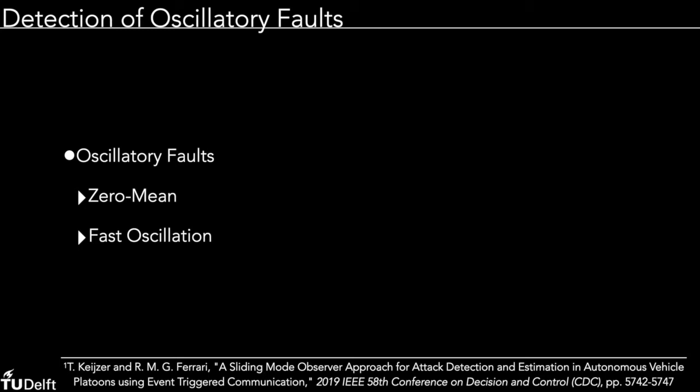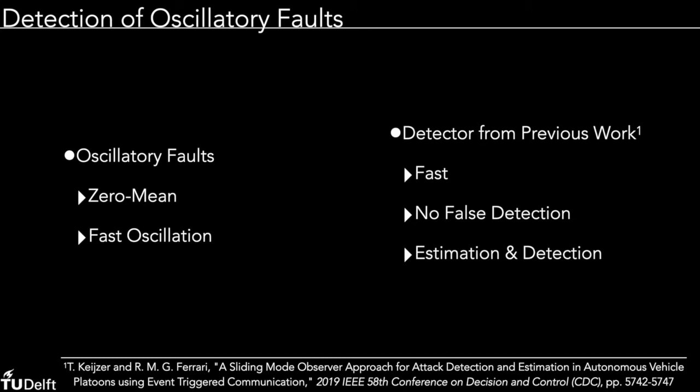In previous work on fault detection, Riccardo Ferrari and I have already designed such a sliding mode observer-based approach to detection, which seems to tick many of the required boxes. This method allows for fast detection due to the fast dynamics of the sliding mode observer. Furthermore, with the detection method we designed, it can be guaranteed that there are no false detections. And simultaneous to detection, the fault can also be estimated. So, we decided to apply this same approach to the new system.